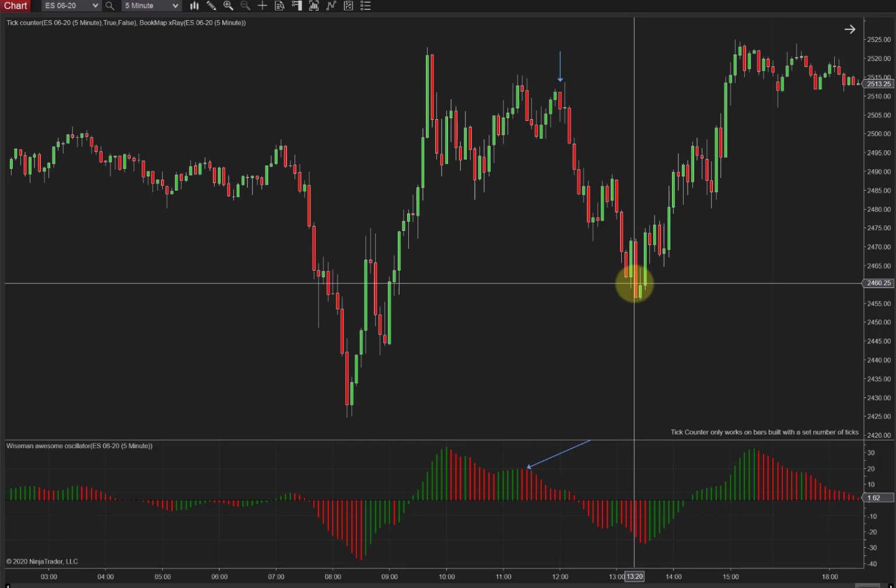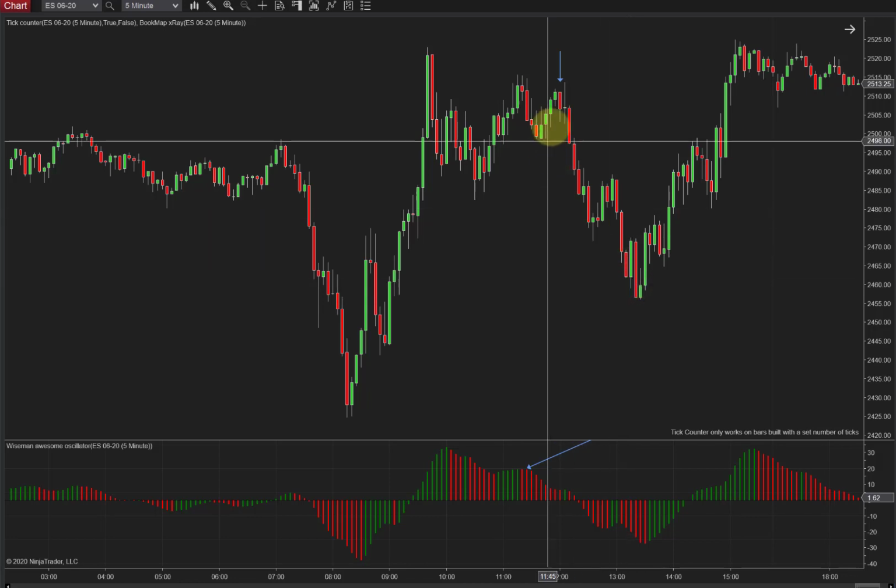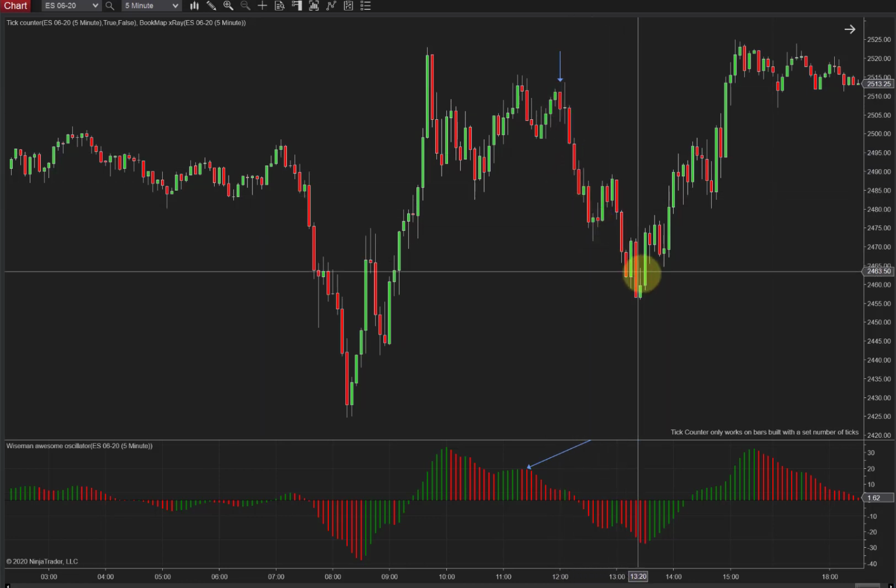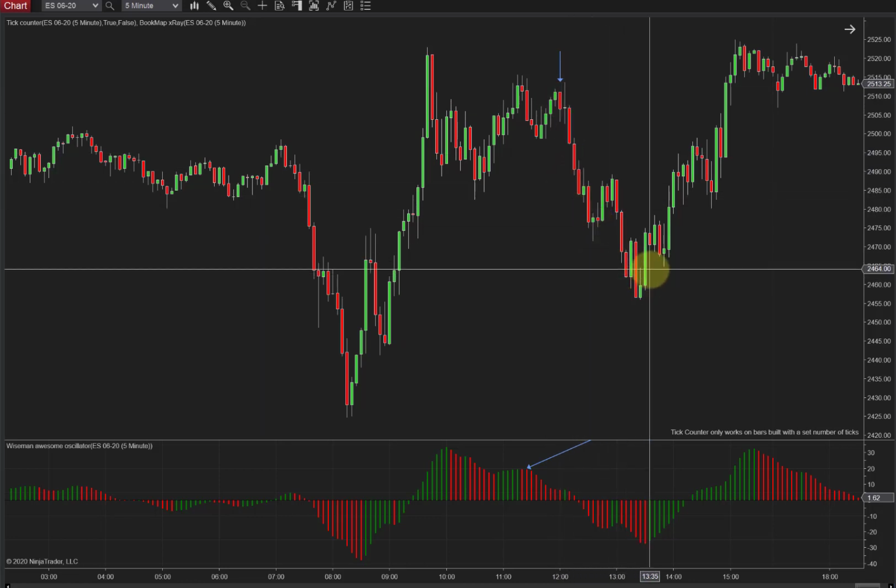And so what would have happened is you would have taken that first peak, got stopped out once price pushed back up, and then it would have gone in your direction, okay? So that happens quite often. But on a day like today, the strategy actually would have worked out pretty well.